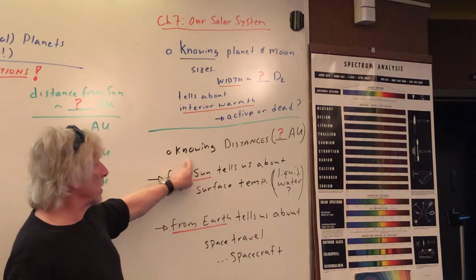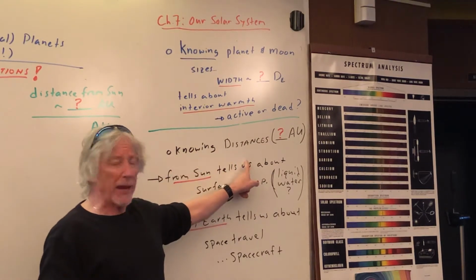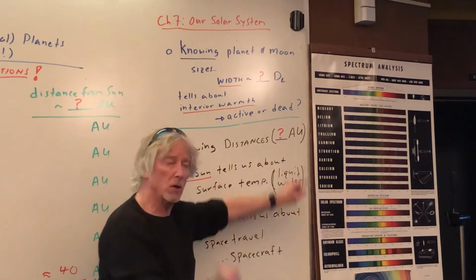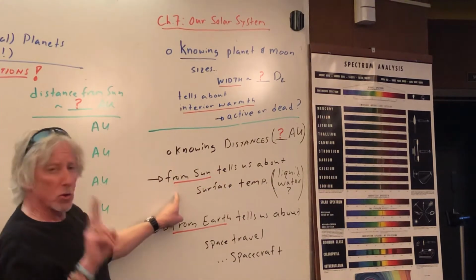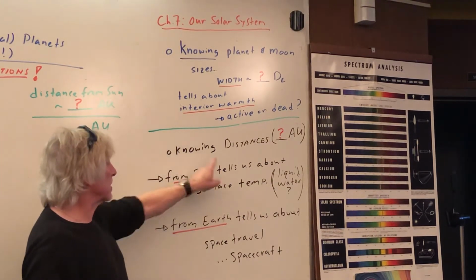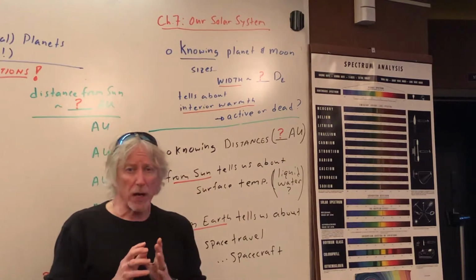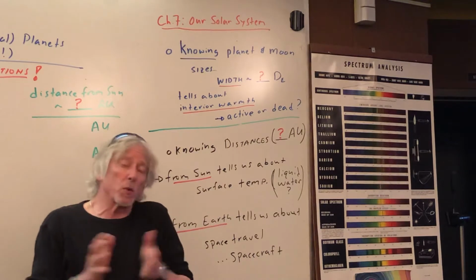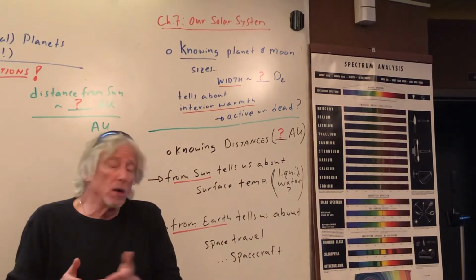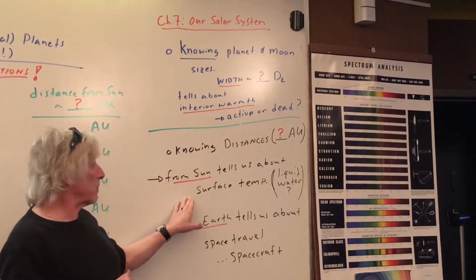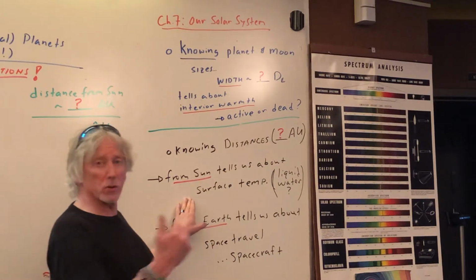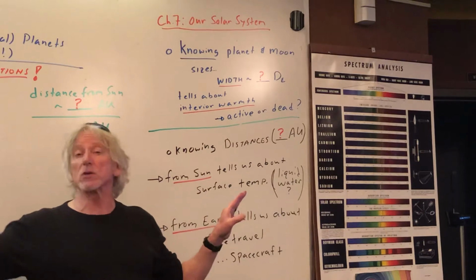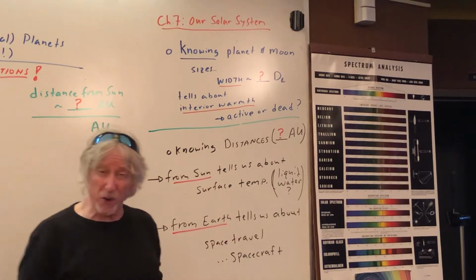Also, knowing the distances. How many AU, or fractions of an AU, or multiples of an AU? Two things. Knowing the distance from Sun, how far from Sun, tells us about the surface temperature, right? Maybe we want to know if there's going to be liquid water. It tells us a lot about the surface temperature. Obviously, if you're closer to the Sun, you're going to be a lot hotter. And if you're farther away, you're going to start getting colder and colder and colder, and very cold.